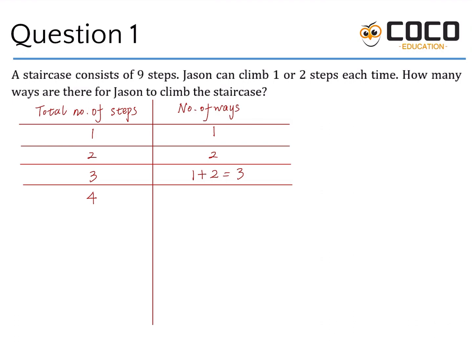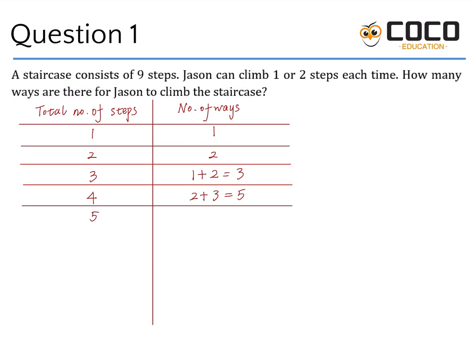So for the next case, if the number of steps is 4, either you come from the 2, from 2 to 4, you just climb 2 steps directly. So this is 2 ways. Or you can start from this one, 3 steps. So from 3 to 4, you just climb 1 more step. This is 3 ways. So 2 plus 3, this is 5. So see, it follows the Fibonacci sequence.